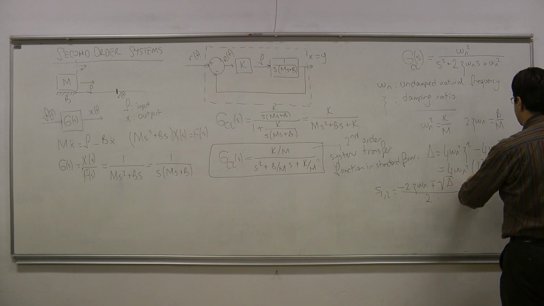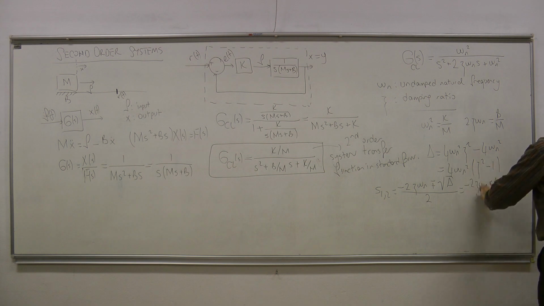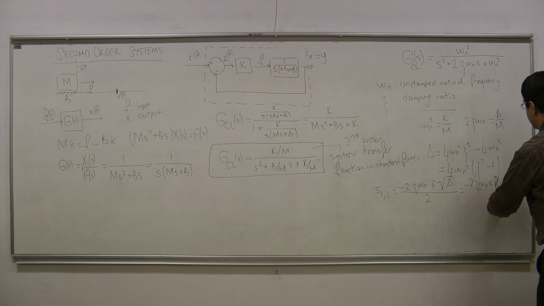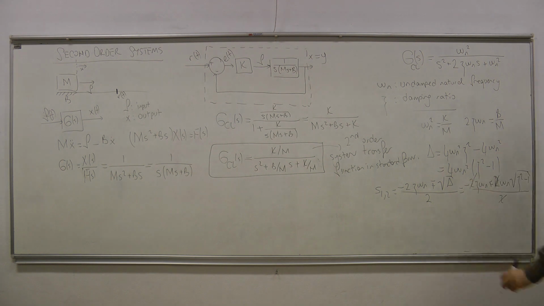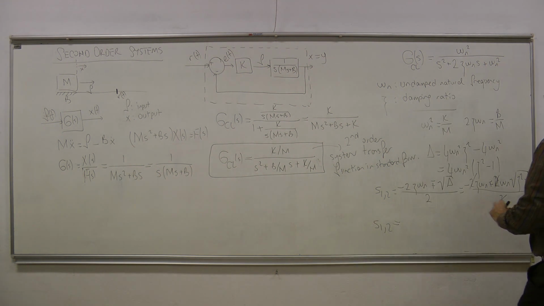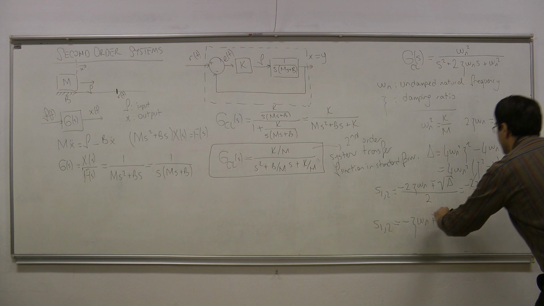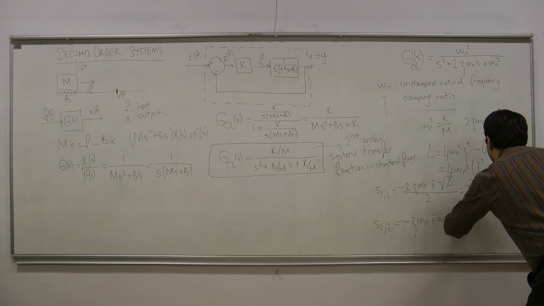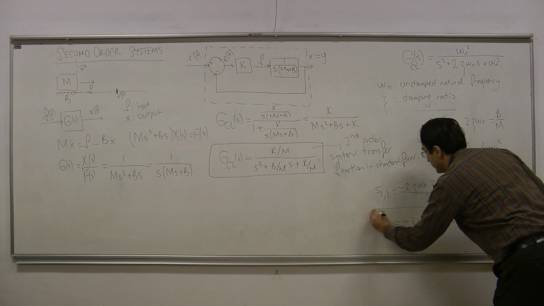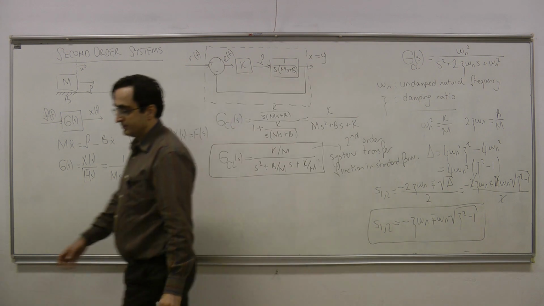I have minus 2 psi omega n, plus minus the square root of this discriminant, which is going to be 2 omega n times the square root of psi square minus 1, divided by 2. If I cancel these 2's here, then I'm going to have the pole locations of this second order system in standard form: minus psi omega n plus minus omega n square root of psi square minus 1. Okay? So these are the pole locations of the second order system in standard form.